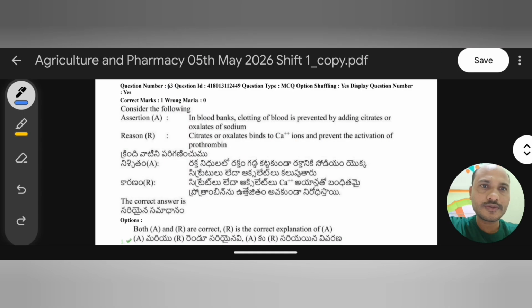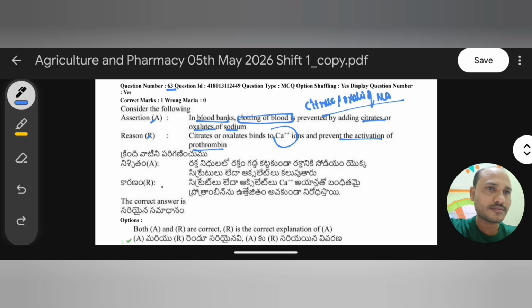So next one, the 63rd question. Consider the following assertion reason type of question. In a blood bank, clotting of blood is prevented by adding citrate and oxalate of sodium. Here, in a blood bank, clotting of blood will be prevented by adding what? Citrates and oxalate of sodium. Reason: citrate and oxalate bind to calcium ions, which prevent the activation of prothrombin.